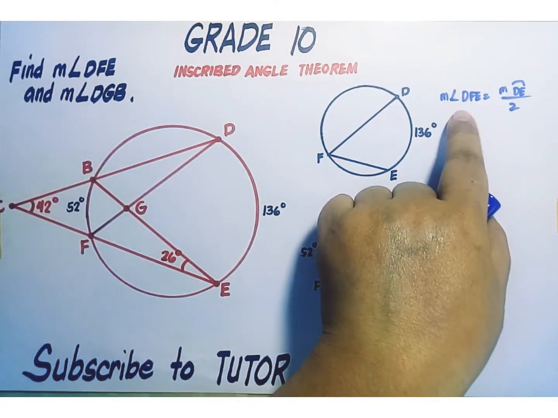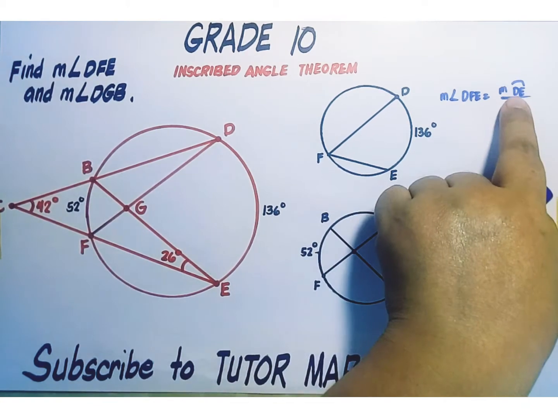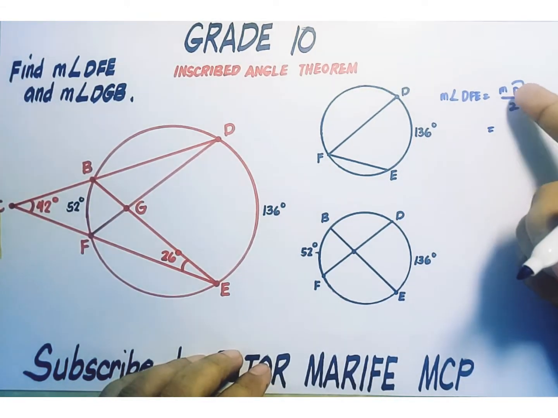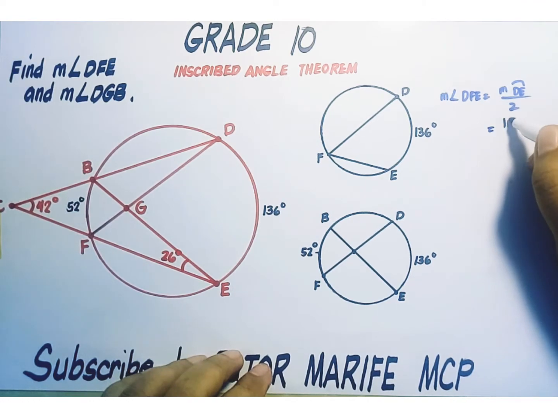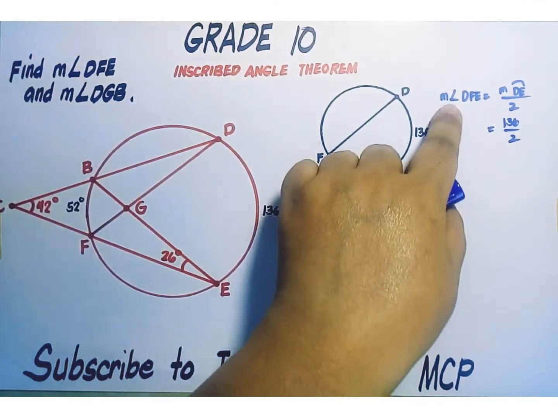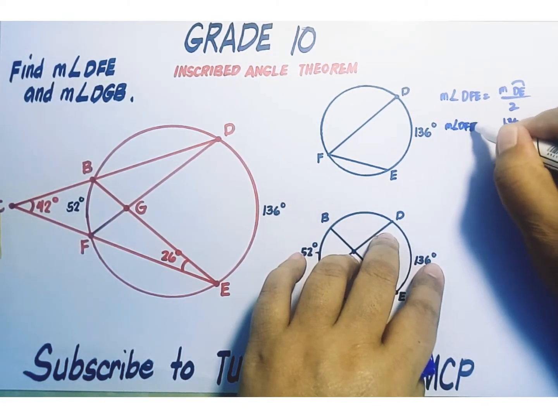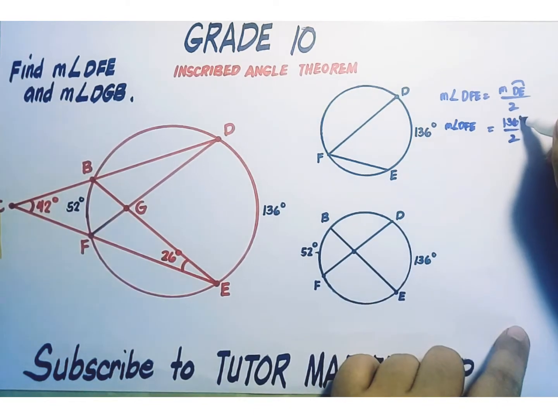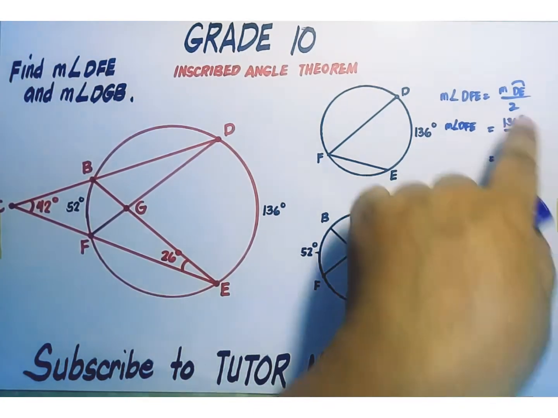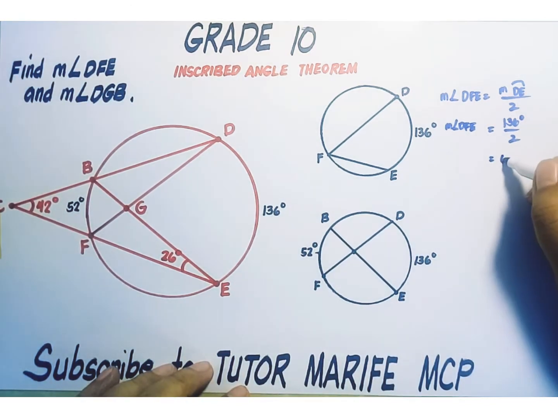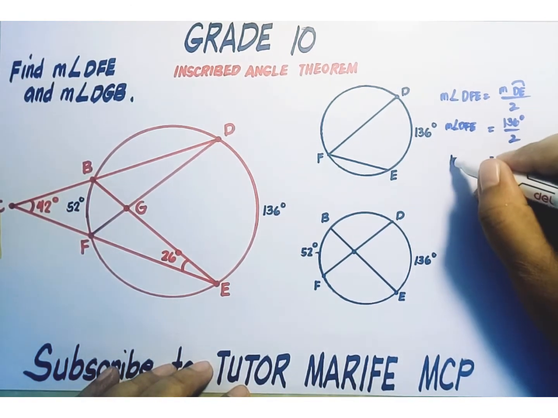The measure of angle DFE is unknown. The measure of arc DE is equal to 136. Let's replace it with its known value. So we now have the measure of angle DFE equals 136 divided by 2. And 136 divided by 2 is equal to 68 degrees.